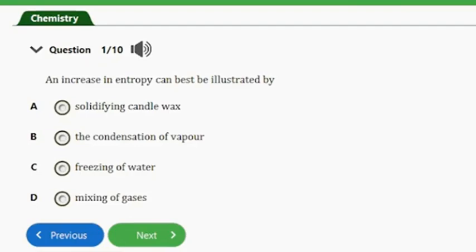That's question number 1 here. It says, an increase in entropy can best be illustrated by A. Solidifying candle wax, B. The condensation of vapor, C. Freezing of water, D. Mixing of gases. So guys, the answer to this question here is option D, and that's mixing of gases. Entropy is a measure of the disorder or randomness of a system. So the mixing of gases actually results in an increase in this level of disorder. That's the entropy, because the gases actually become more disordered as they mix. So that's the answer to this question.